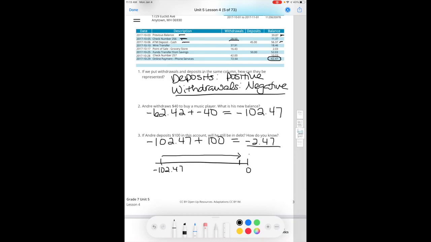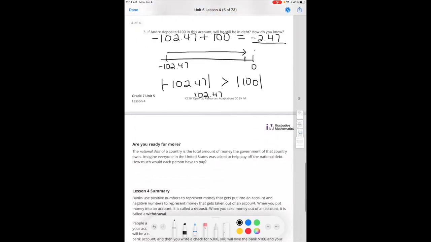And then when we compare our numbers, so negative $102.47, the absolute value of that tells me the value of that number is $102.47. But that value is larger than the absolute value of the amount that we are adding. Therefore, he would still be in debt.